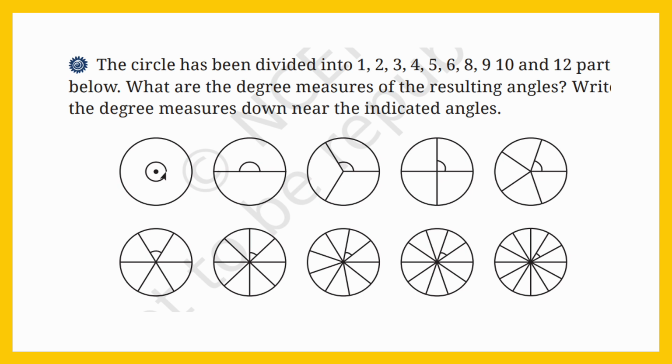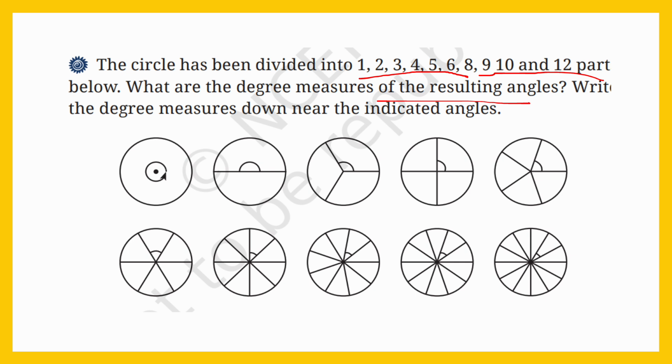The circle has been divided into 1, 2, 3, 4, 5, 6, 8, 9, 10 and 12 parts below. What are the degree measures of the resulting angles? Write the degree measures down near the indicated angles.